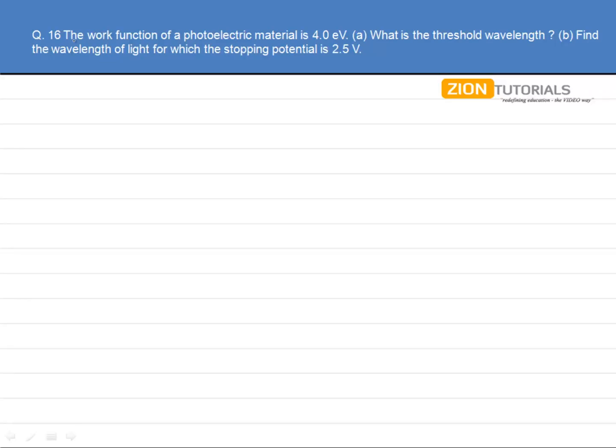As the question says, the work function of a photoelectric material is 4 electron volts. Then what is the threshold wavelength? And find the wavelength of light for which the stopping potential is 2.5 volts. So we have been given phi, that is 4 electron volts, or we can say 4 into 1.6 into 10 to the power minus 19 joules, right?